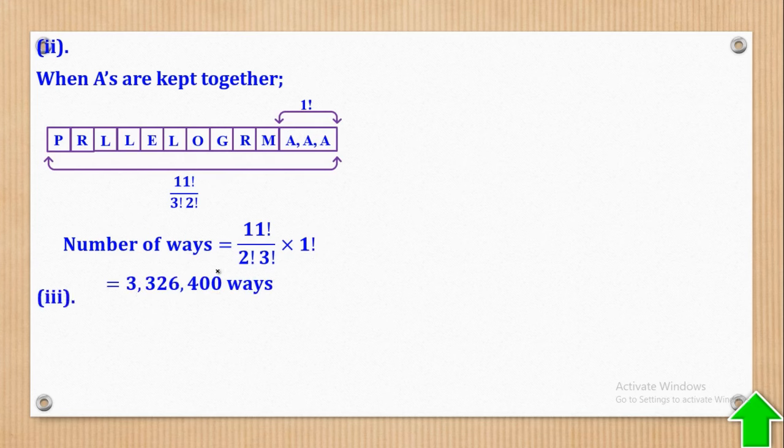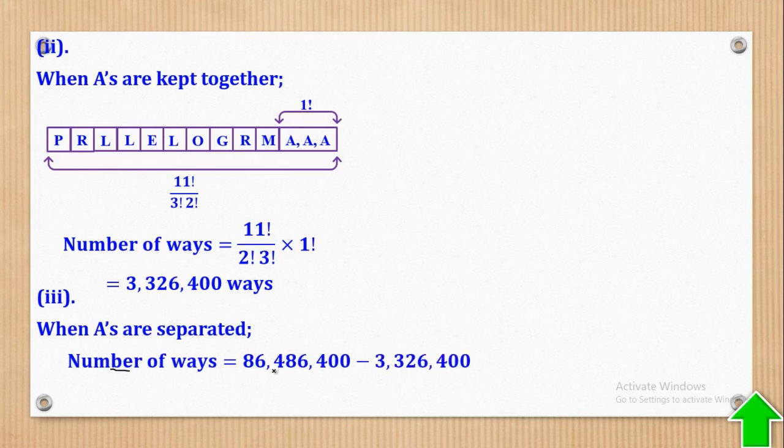That is Roman 2. What about Roman 3? When the A's are separated, remember, now we have to recall mutually exclusive events. And the question will come and say that the number of ways will be this one without restrictions minus this one when the A's are kept together. And that will give you this as the required number of ways. That is Roman 3. What about Roman 4?